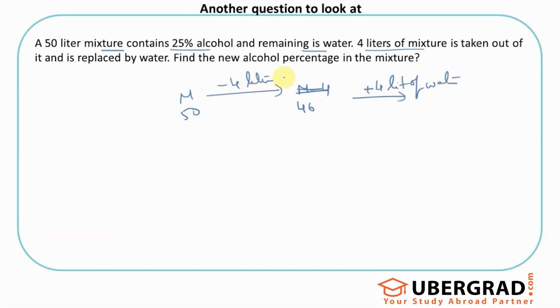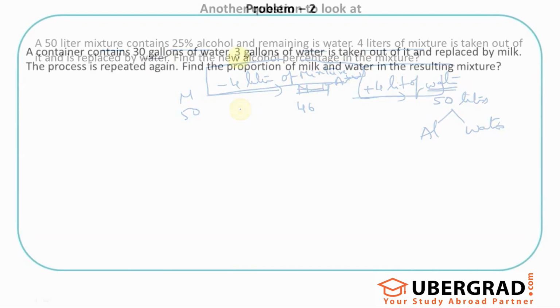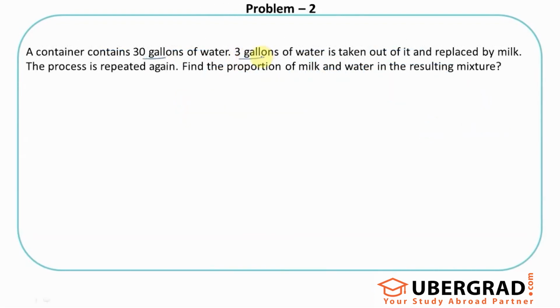Right here I have removed the entire mixture. So this mixture will be a mix of alcohol plus water, but what am I adding back? Only water. The total mixture will still be 50 liters, but the split of alcohol and water will change because I have added only water, but I have removed both alcohol and water in the earlier case. So how do we do these problems? Some amount of a thing is removed and then we add.